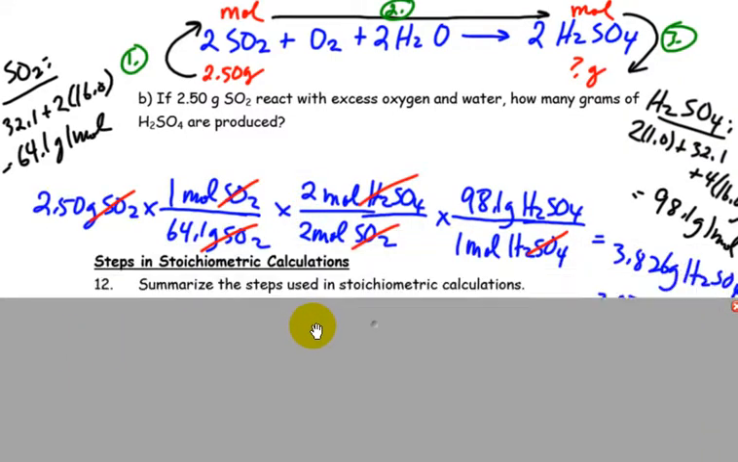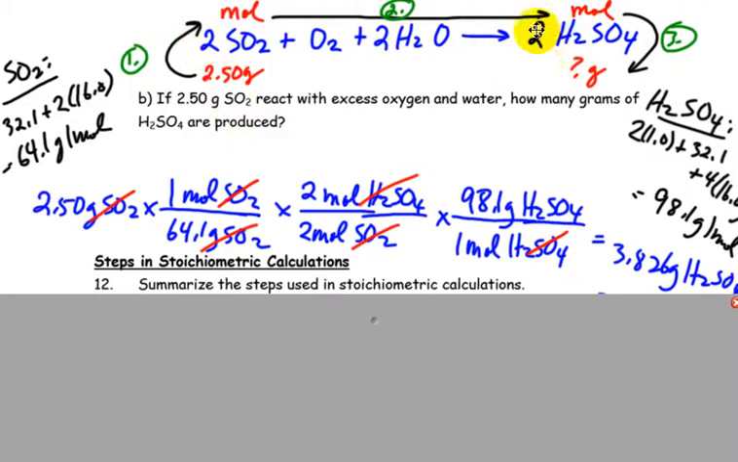Okay, if you had a chance to do that, so the first step, grams to moles. 64.1 grams per 1 mole. Cancel, cancel. If we stop right there, we're right here: moles of SO2. We want to go from moles of SO2 to moles of H2SO4.